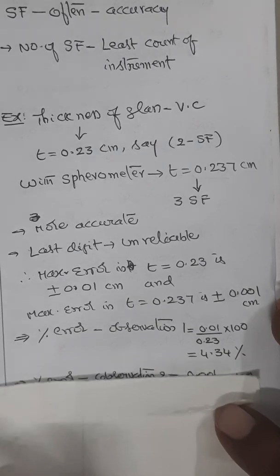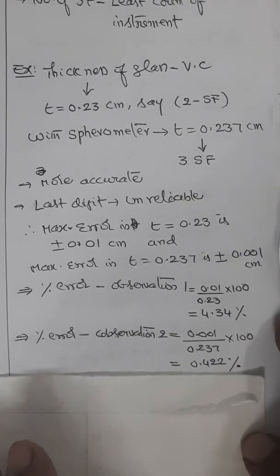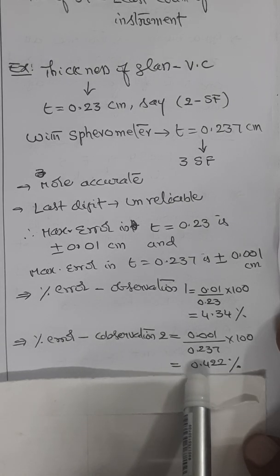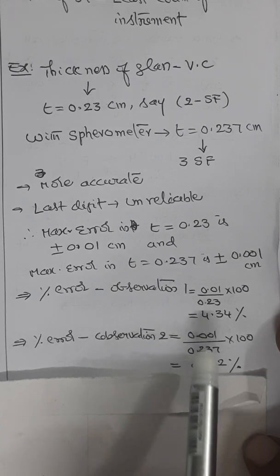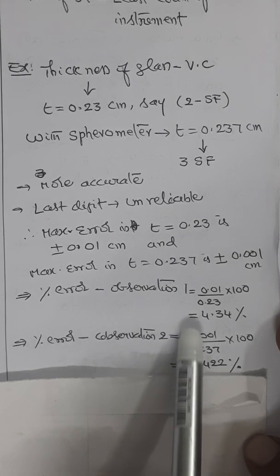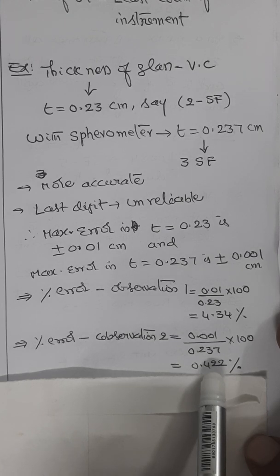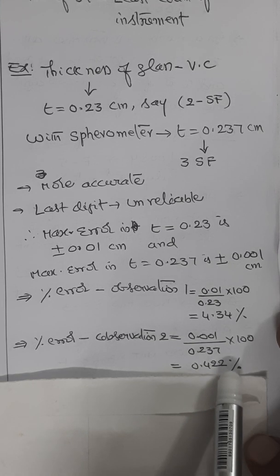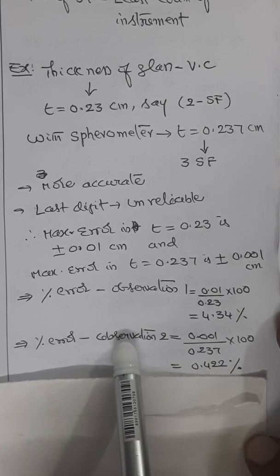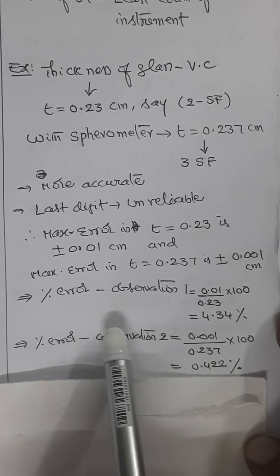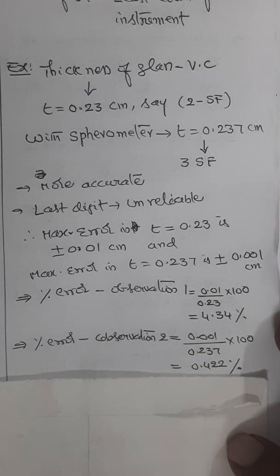Similarly, if you look at the second observation percentage, it is plus or minus 0.001. Therefore, for 0.237, if you calculate the percentage error, you will get 0.422%. So therefore, even from this, the second observation is found to be more accurate than the first observation. This is what we need to understand from this.